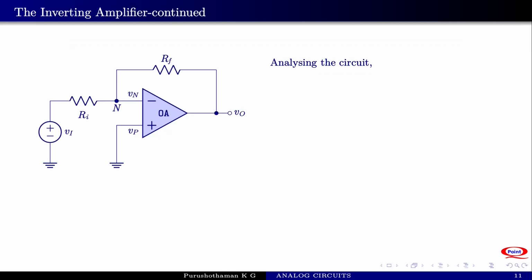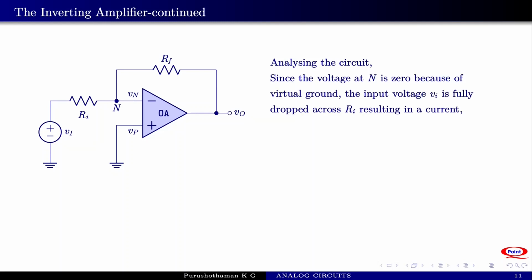We come back to our inverting amplifier. Let us analyze the circuit. Since Vp is equal to 0, Vn also must be equal to 0 because of virtual ground. So the voltage at N is equal to 0. Since the voltage at N is equal to 0, the input voltage is entirely dropping across the resistance Ri, resulting in a current I given by Vi by Ri.